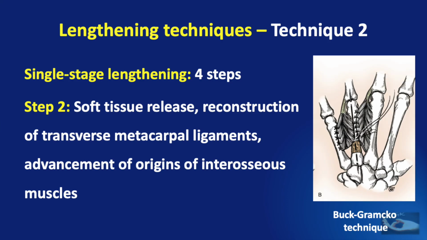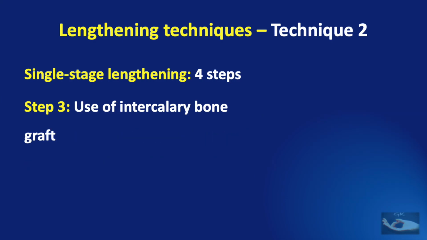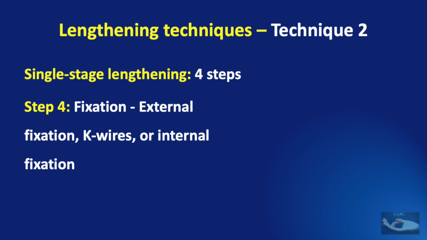done on both sides. The third step consists of using an intercalary bone graft in the gap that has been formed by advancing the osteotomized bone, and the final step consists of fixation, which could be done either by external fixation, K-wires, or internal fixation with plate and screws.